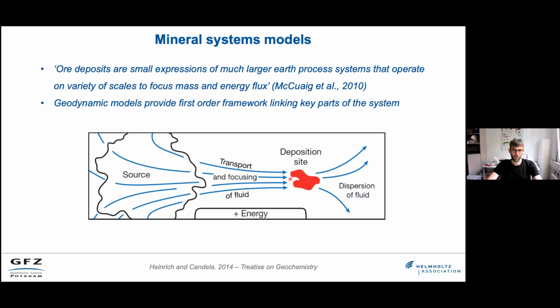As I said, this is where most of the research has been historically focused, but if we want to understand the full mineral systems model, I think we need to start thinking more carefully about the geodynamic setting, because this really provides a first order framework for linking these key parts of the mineral system.